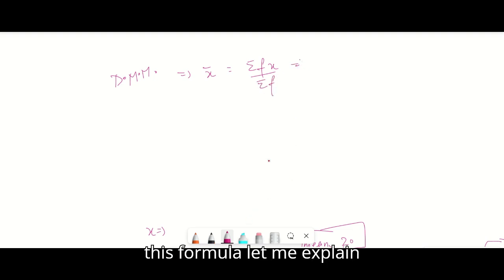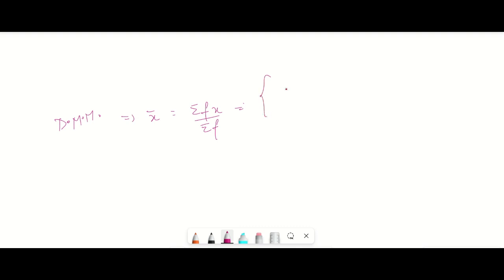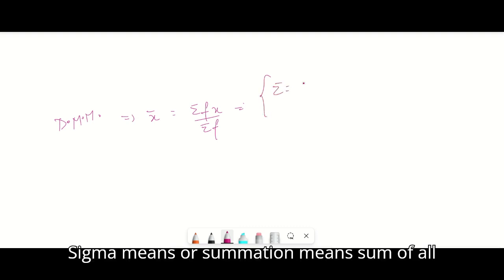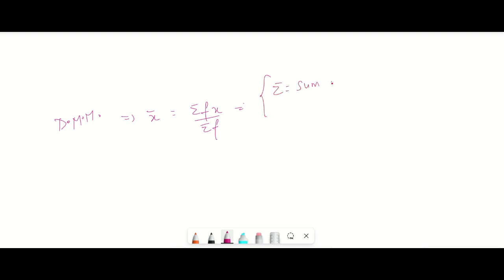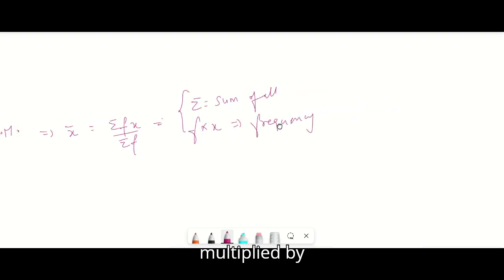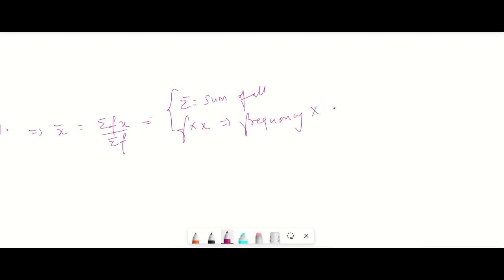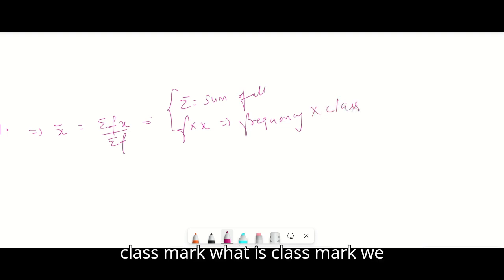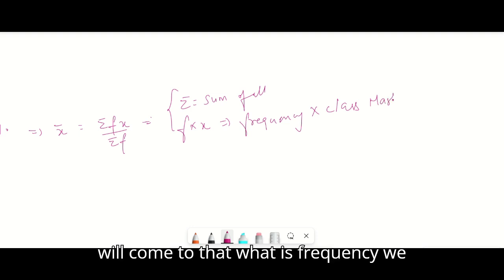In this formula, let me explain. Sigma, or summation, means sum of all. Fx is f times x, which is frequency multiplied by class mark. What is class mark? We will come to that. What is frequency? We will read that very soon.